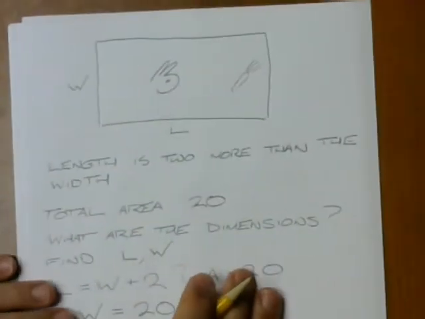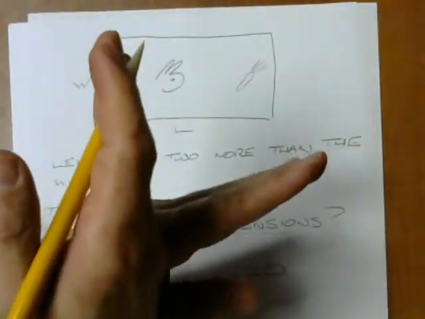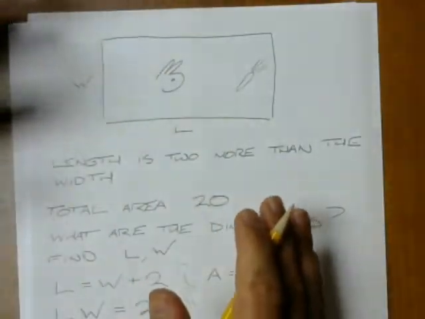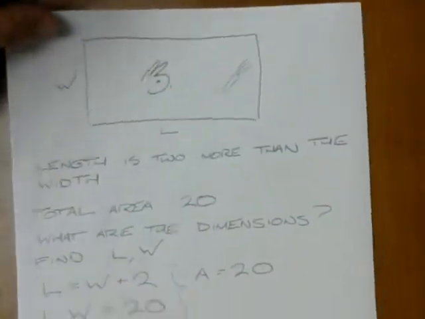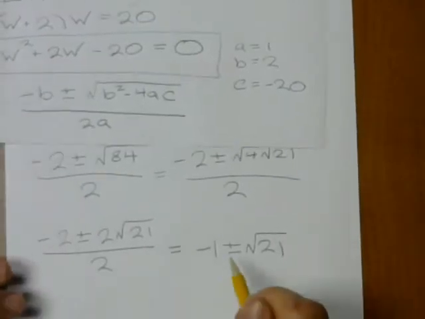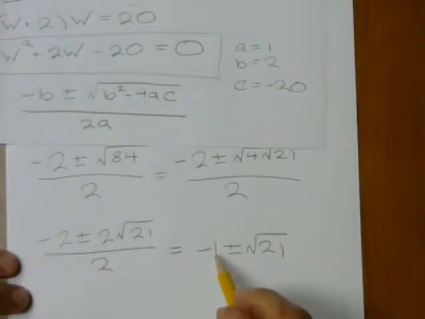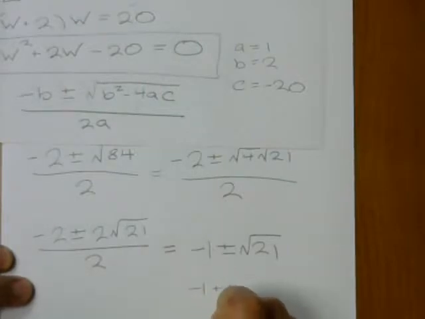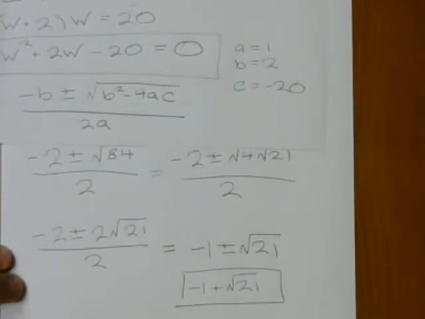Is it possible for my length or my width to be negative? No, we don't want to crush the bunny. Maybe there's some weird negative space, some parallel universe that the bunny gets sent to if I have negative length or width. I don't know, but to keep this problem in the real world, I want positive length and positive width. So, what am I going to do? I'm going to throw out one of these solutions because it doesn't make any sense for real life. I'm going to throw out minus 1 minus root 21, and I'm just going to keep minus 1 plus root 21.